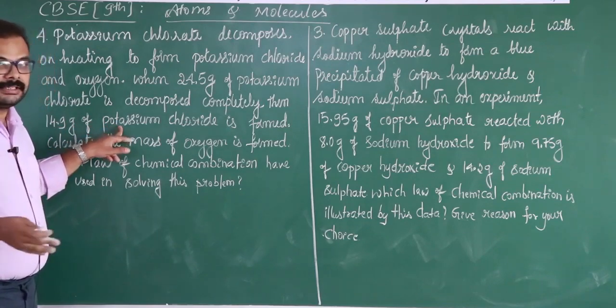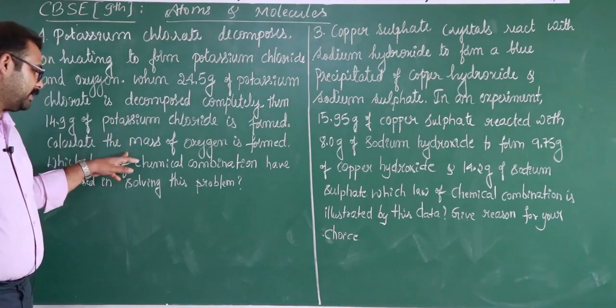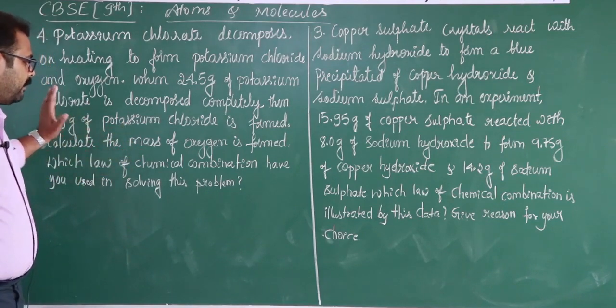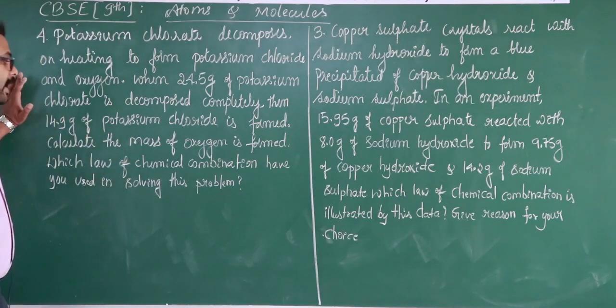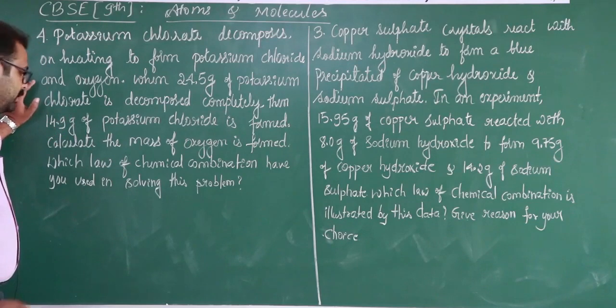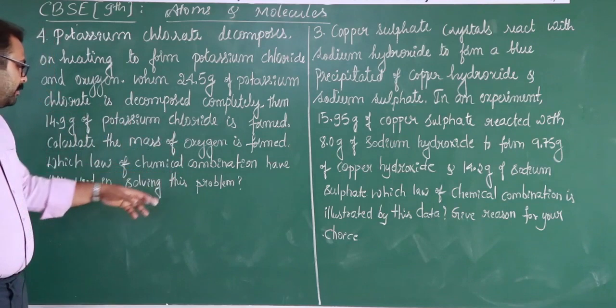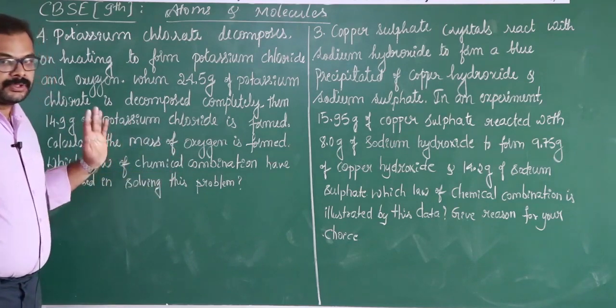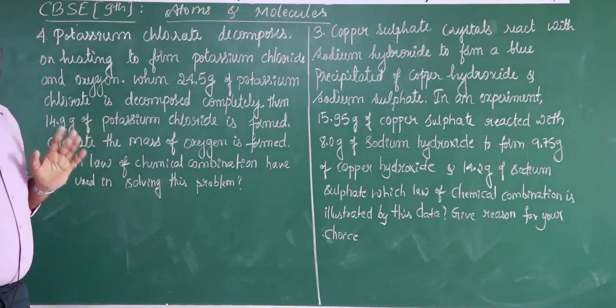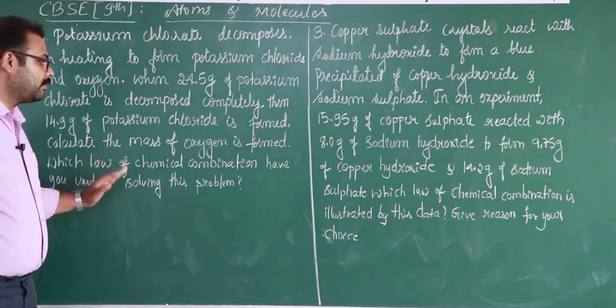So as we did in the second problem, this is also the second type of problem. Find the mass of oxygen and compare the mass of product with the reactant. Again, after finding that, you have to give a conclusion in both the cases, which law of chemical combination you use. So don't forget to write the conclusion after solving the problem.